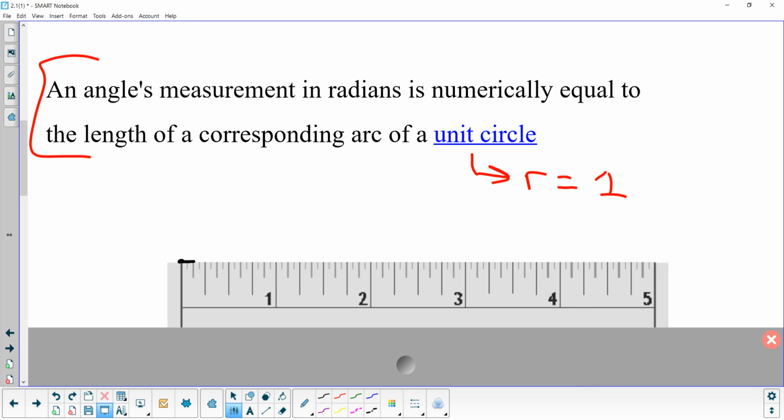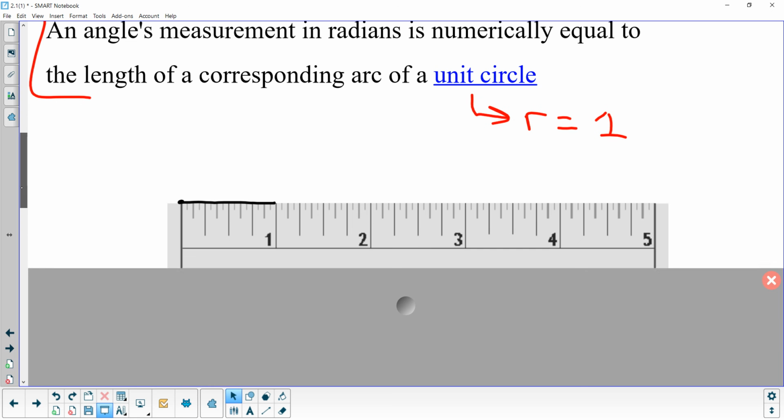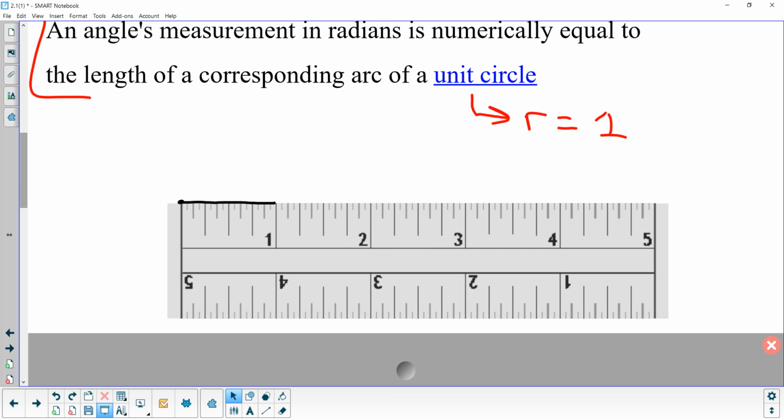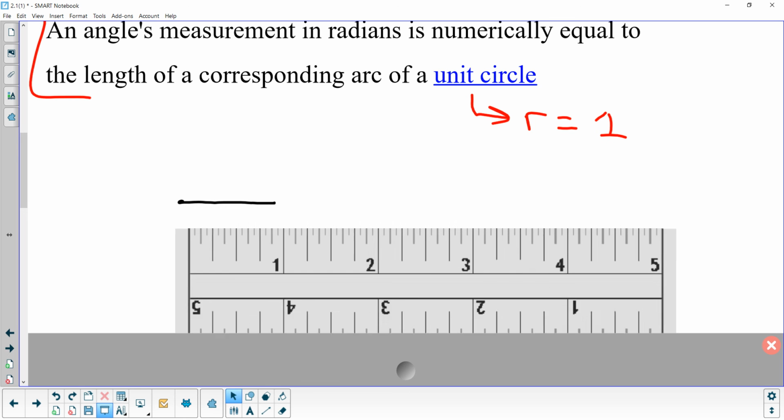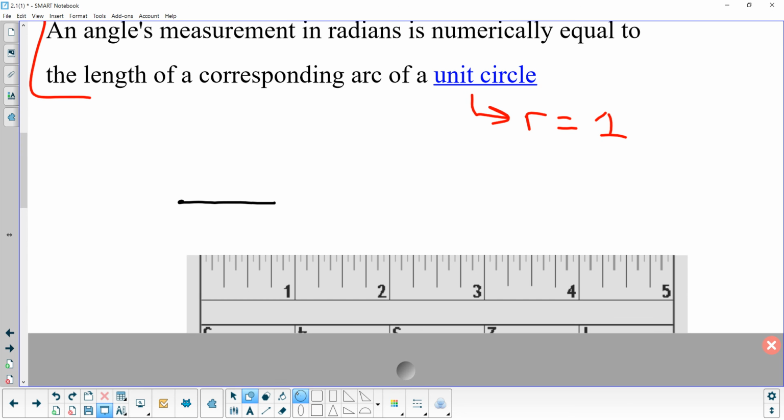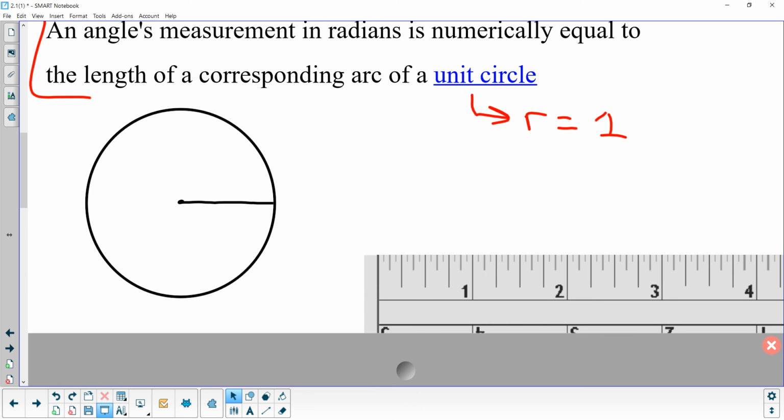So I'm going to draw something that's exactly 1 inch long. Okay? So I got something exactly 1 inch long. I'm going to make a circle where that is the radius. So I just made a circle that has a radius of exactly 1 inch. I know it's bigger than 1 inch, but that's the size of my ruler. It's a big ruler. It's for giants. Okay. All right. Any question on that circle?